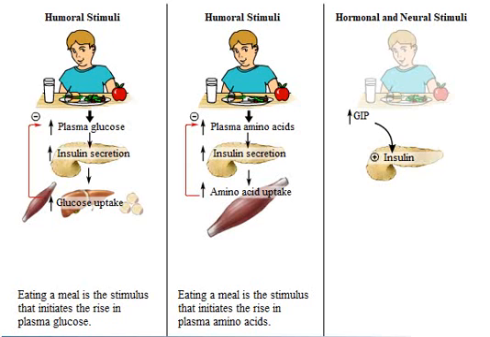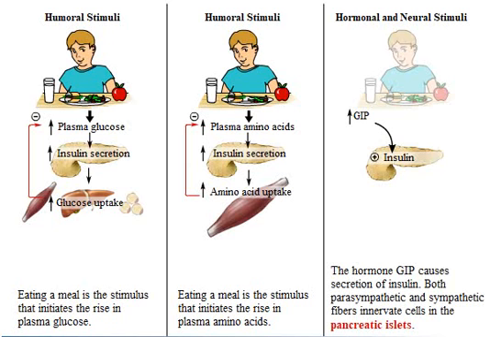As a meal is eaten, the hormone GIP is secreted from the gut and stimulates pancreatic beta cells to secrete insulin. This is a feed-forward mechanism that causes an earlier and larger secretion of insulin than would occur if glucose were the only stimulus for insulin secretion.